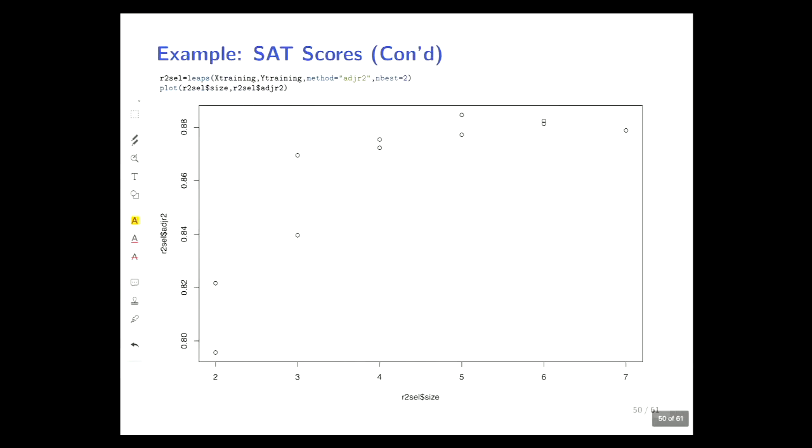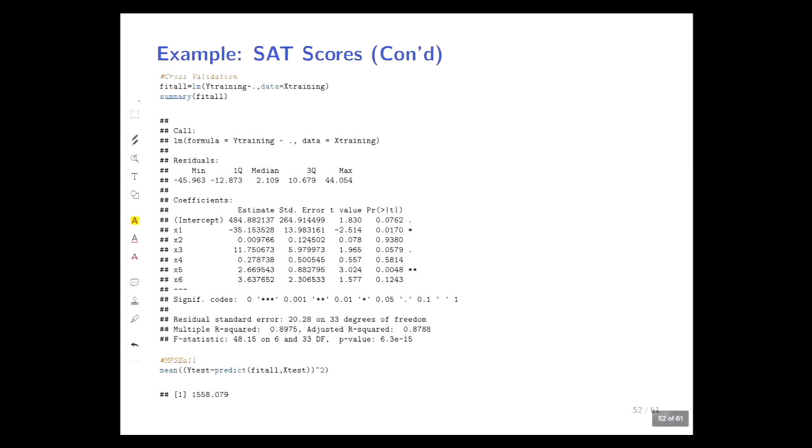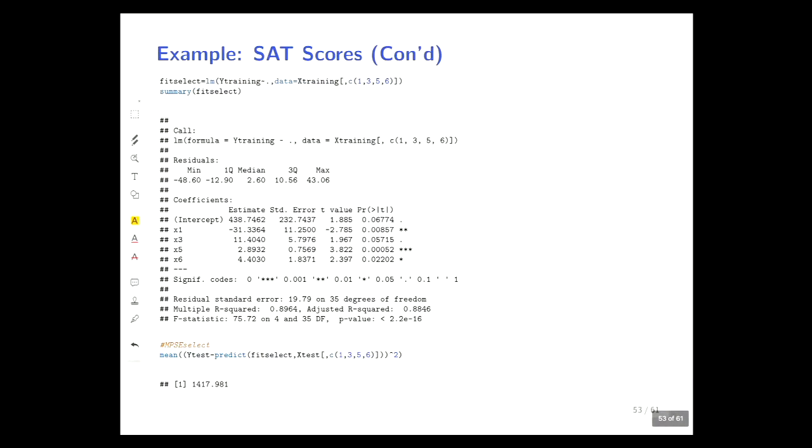And also we can use the adjusted R-square method, and we still have the same result here. So here we just use our training data set to obtain the variable selection and also the model fitting. And the next step is just to use the test data set to obtain the mean square prediction error. So this is the mean square prediction error for x1, x3, x5, and x6.